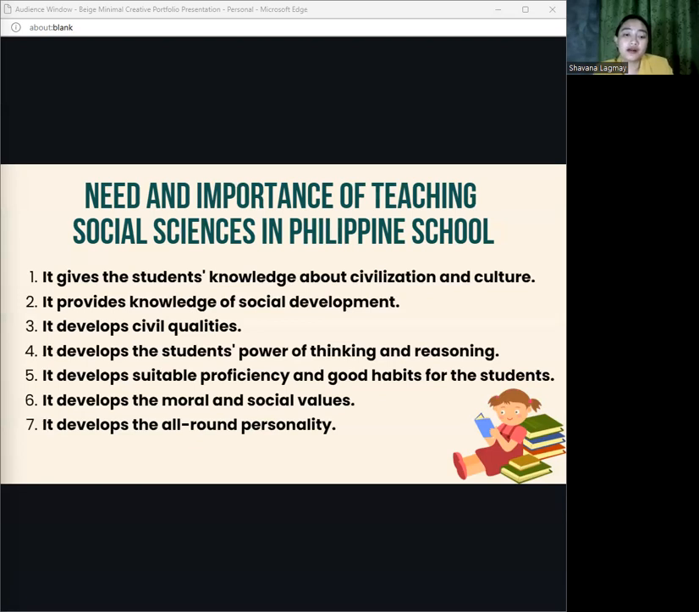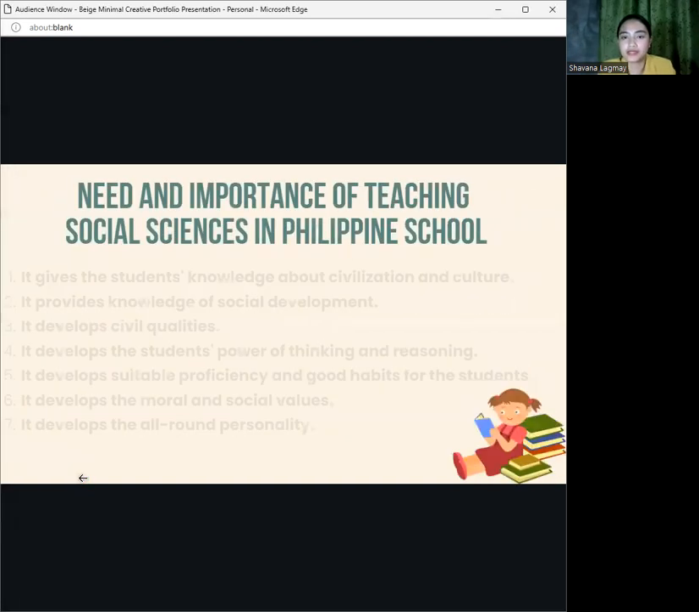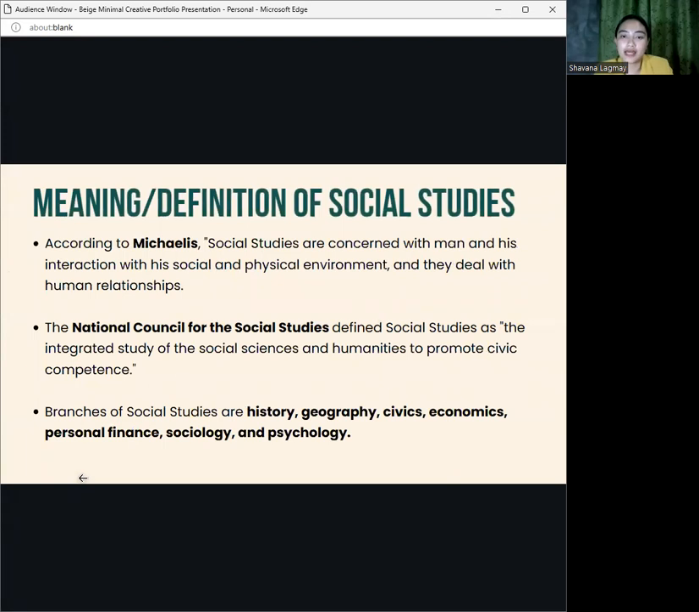If the students develop some good habits, then the student will become a healthier, more successful, and a happier student in the future. So number six, it develops the moral and social values, yes. And lastly, it develops the all-around personality. So let's all remember that if the student has enough knowledge in all aspects of our government, it means that the student will have a healthier and more successful and a happier life in the future. Okay, so let's proceed to the next slide.